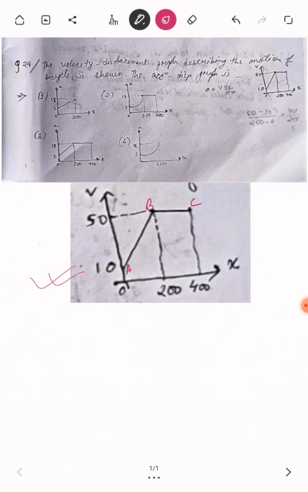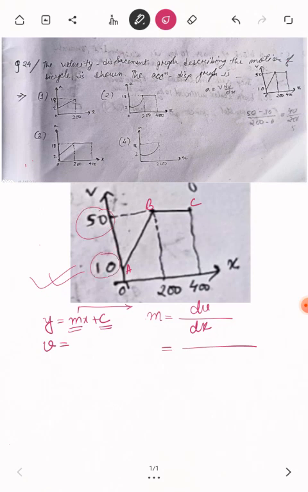AB is a straight line, therefore the equation will be y is equal to mx plus c. We all know that this is the equation of a straight line inclined at a particular angle, where m is the slope and c is the y-intercept. The y-axis is v and the x-axis is x. What is the slope of this line? m is also known as dv by dx.